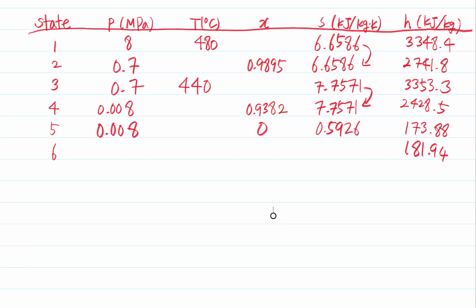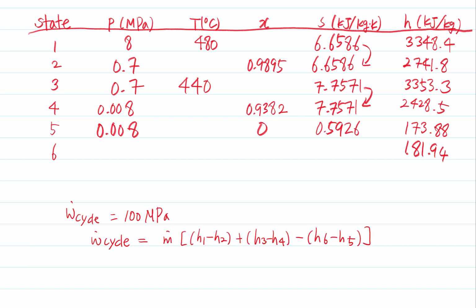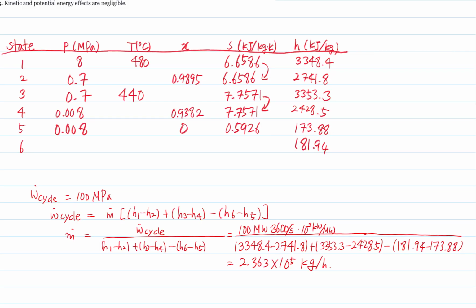Second, determine the mass flow rate of steam. The net power output from the cycle is 100 megawatt. And the net power output can be written in terms of enthalpy. And we can solve it for the mass flow rate of steam. So this is the mass flow rate of steam.